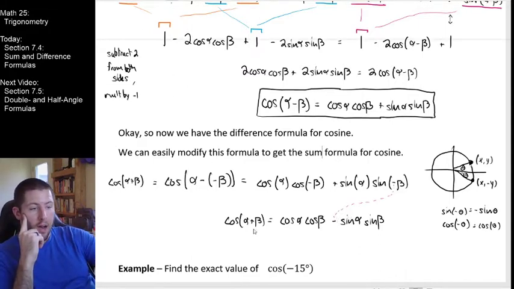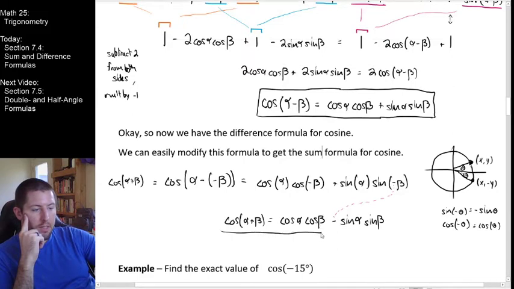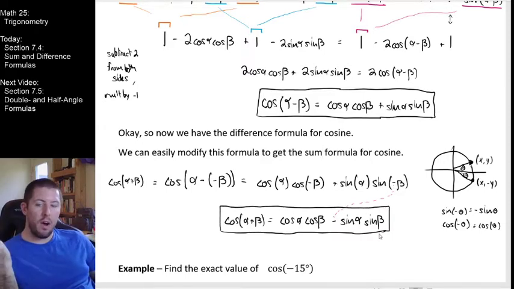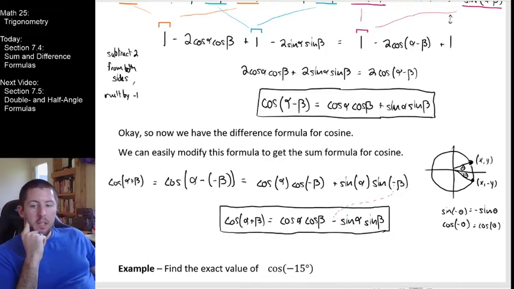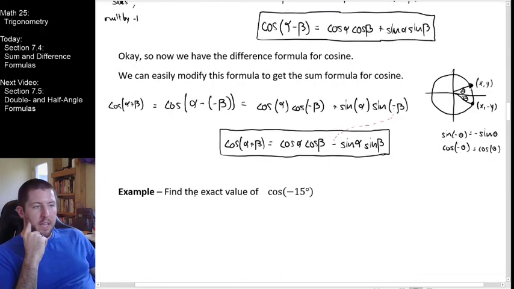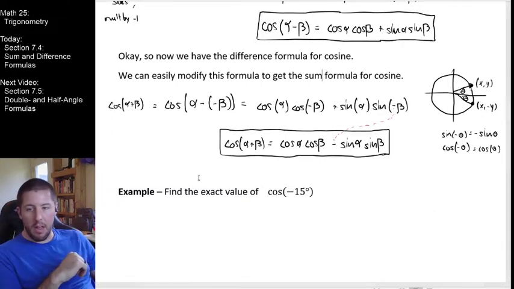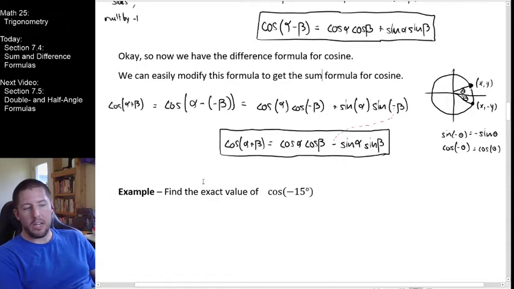So using our symmetry formulas, we're now able to convert our difference formula for cosine into a sum formula for cosine right here. So now we have our sum and our difference formulas for cosine. So let's do a quick example of seeing how we can use this now. So the cosine of negative 15 degrees, not something that you should know how to do until right now. This is not one of our typical angles that we're used to being able to actually evaluate.